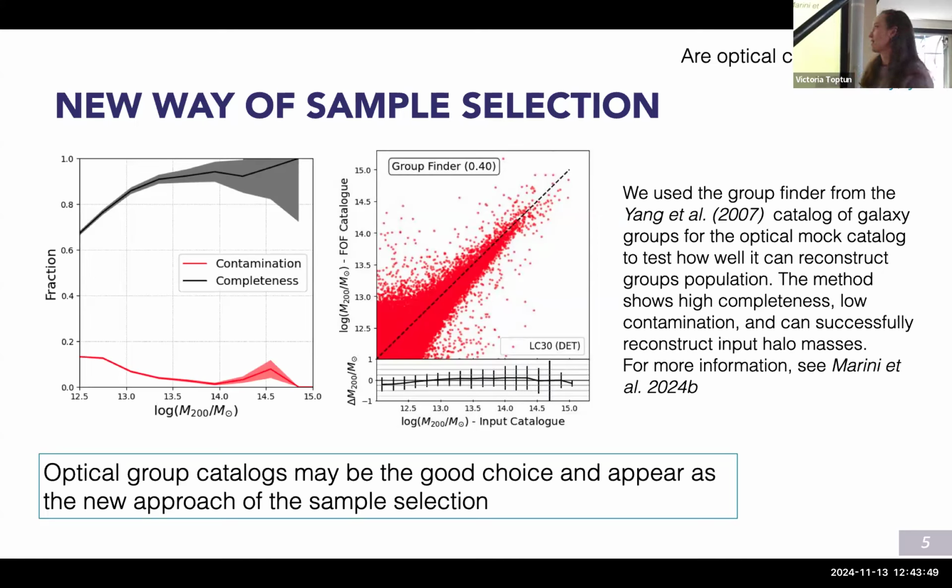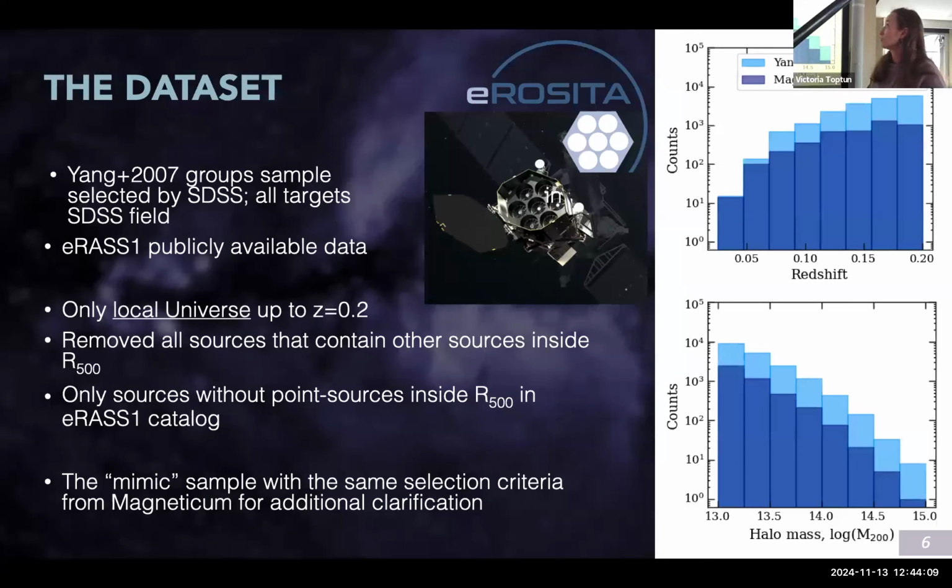So now we can say after this work, you can read more in papers that will soon be on arXiv, that optical group catalogs may be a nice choice for sample selection, and we can use them as a new approach of selecting these X-ray faint groups. So we did that, and we took the Yang 2007 group sample selected from the SDSS catalog.